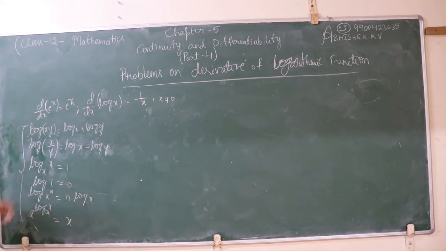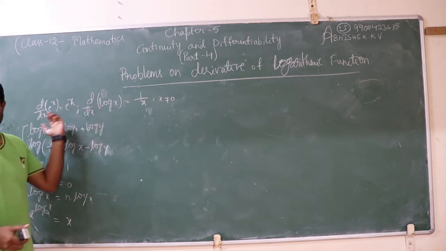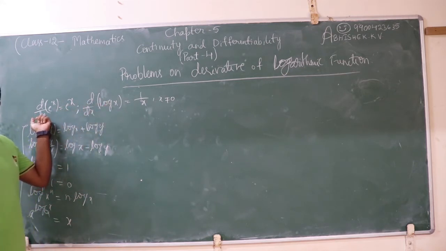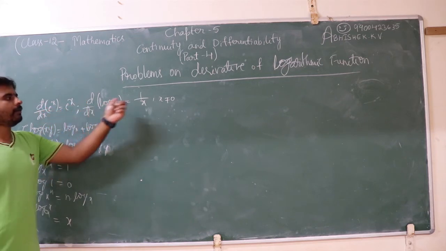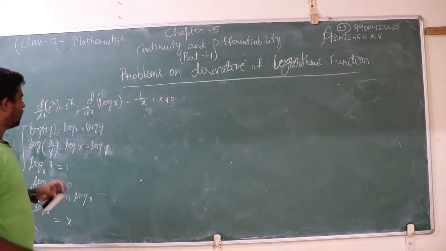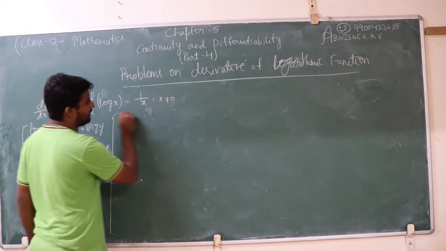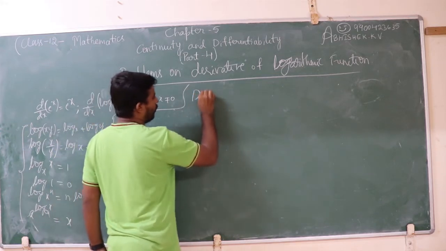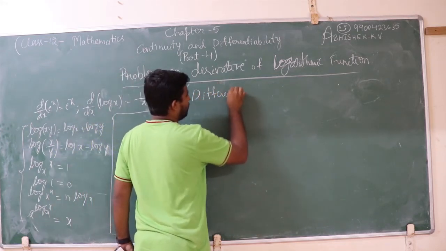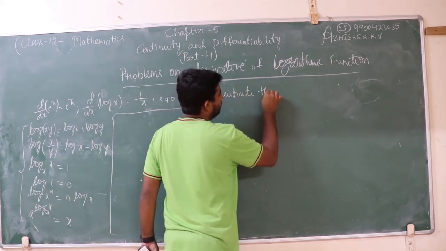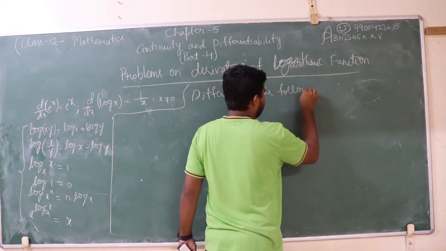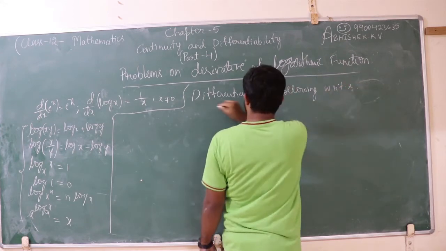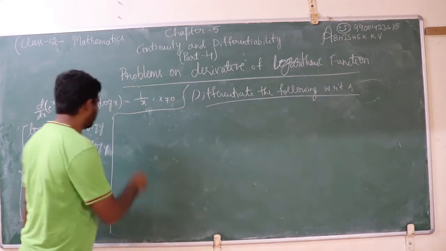So you should note down and please add these two formulas to your standard derivative list. That is derivative of e to the power of x is e to the power of x. Derivative of log x is 1 by x. Yes, for your annual examination, examiner like to ask this type of question. Differentiate the following with respect to x.